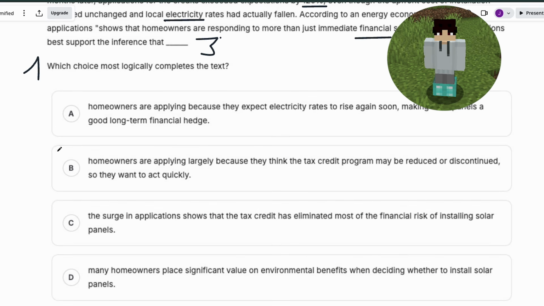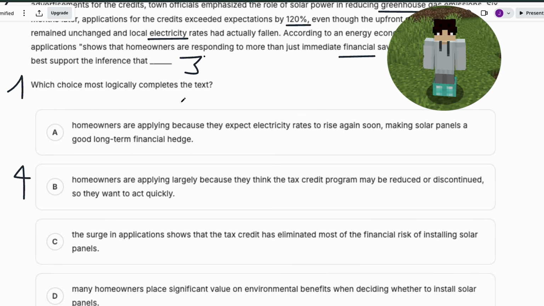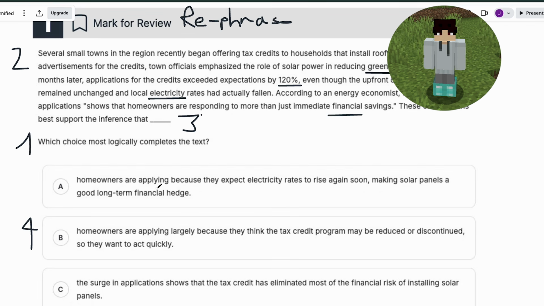Next, step 4, look at the choices and eliminate all the ones that aren't directly supported by the passage itself. This is actually a very systematic process. Even though you may think it's very vague and subjective, there's actually a very clear way of determining whether each of these choices could be the correct answer. And that's by literally comparing it to the passage and thinking to yourself, was that thing directly supported by what the passage says? Homeowners are applying because they expect electricity rates to rise again soon.